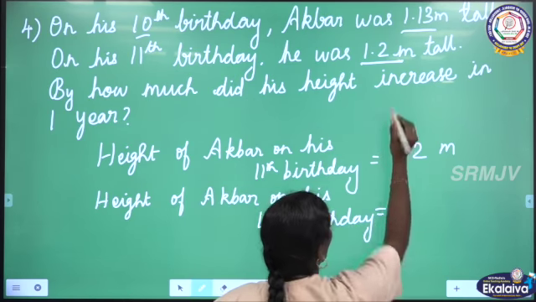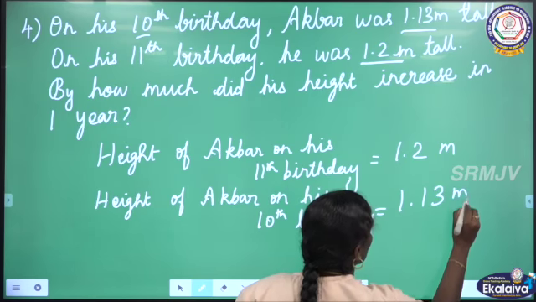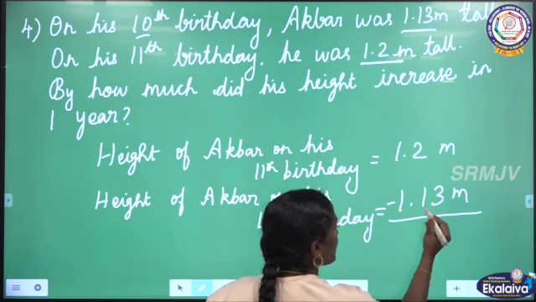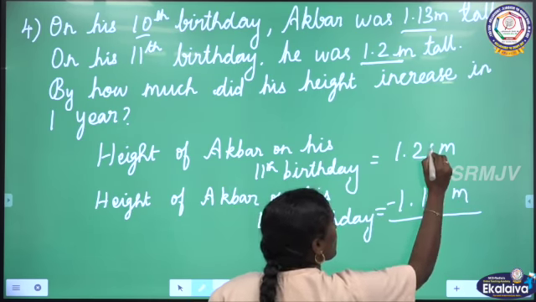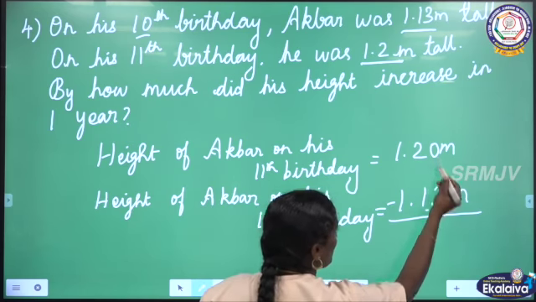Is equal to 1.13 meter. The second one, we are having two decimal places. So, I am adding 1 0 here. Okay. Now, we have to subtract.